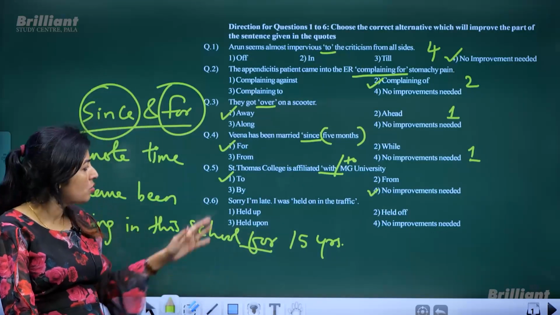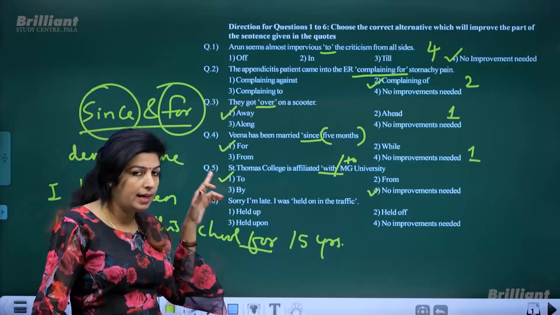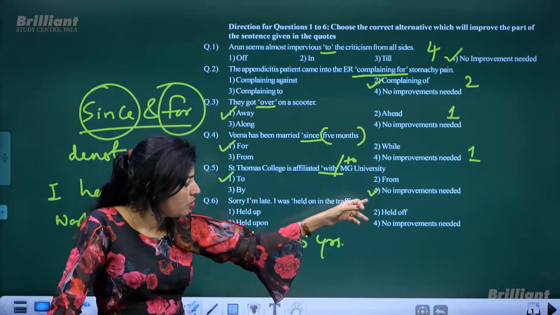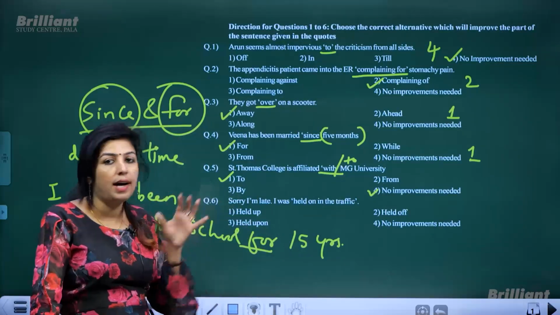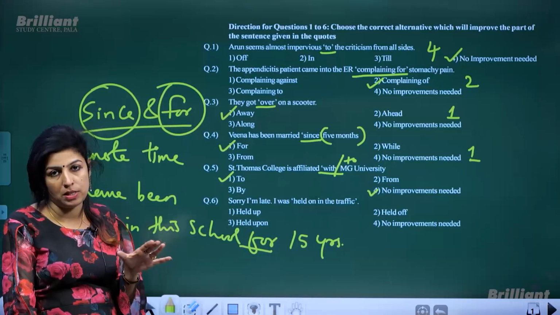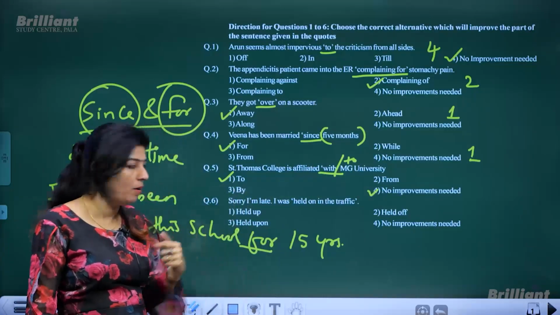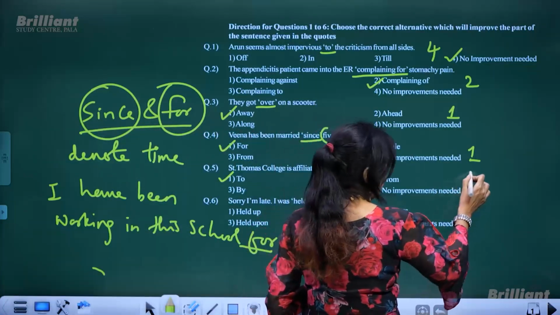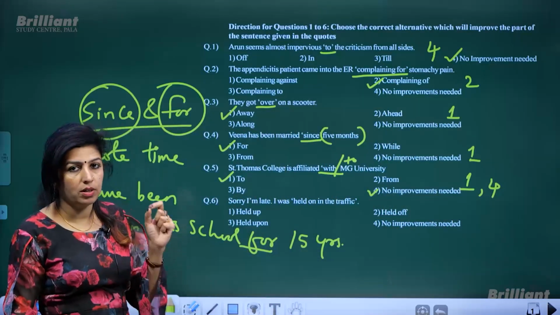So it could be with, it could be to, both are equally accepted, not wrong. So in case you have chosen option 2, that is correct, and in case you have chosen the fourth option, no improvements required, that also could be taken as one of the possible answers, not wrong. But not other options like from or by. So here we have 1 and 4, both could be taken as the answers for this particular question.